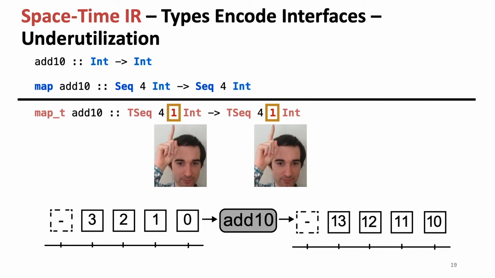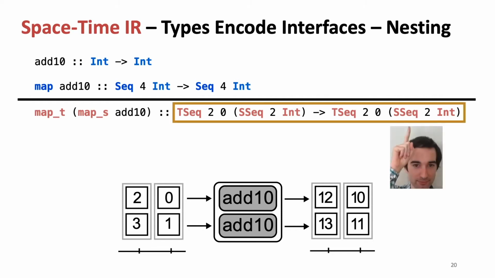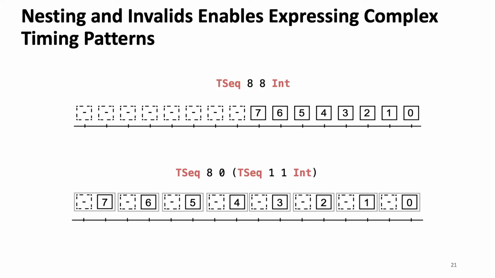tseq's second parameter indicates the number of invalid clocks following the valid ones. While this may seem like a waste of hardware for the simple example of map add 10, the ability to represent interfaces that go idle is necessary for some operators like downsample, which remove elements from a sequence. Aetherling uses nesting to express partially parallel circuits with throughputs in between fully parallel and fully sequential. The composition of map-T and map-S defines a circuit that processes 2 elements per clock. The resulting type signature contains nested tseqs and sseqs that encode the partially parallel interfaces. Combining nesting and invalids enables Aetherling to describe a rich set of interfaces.